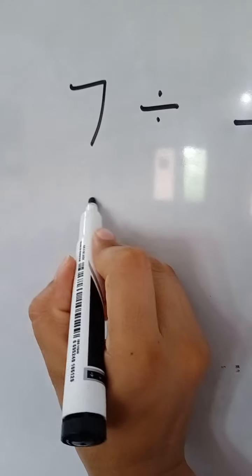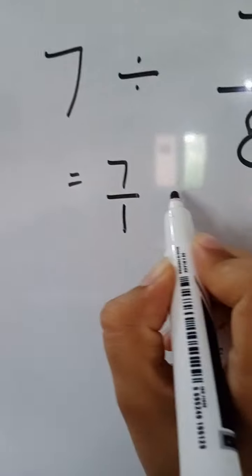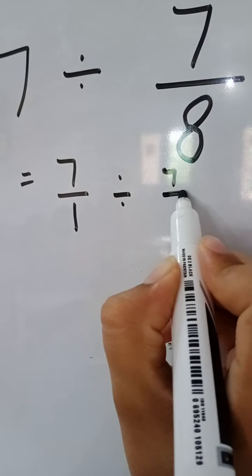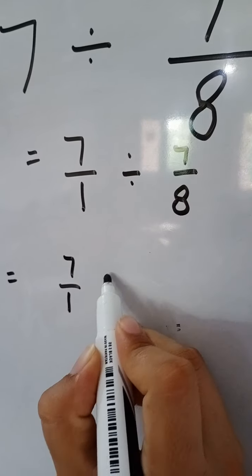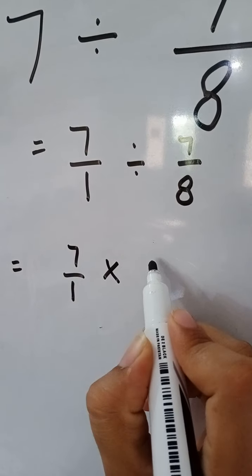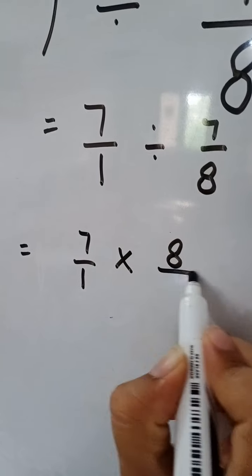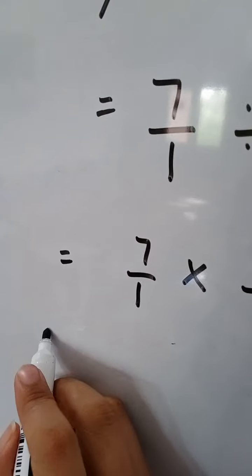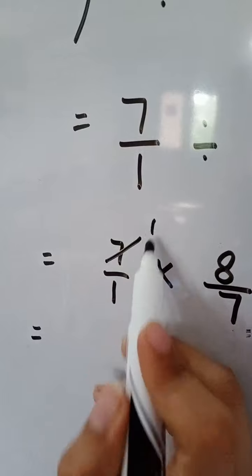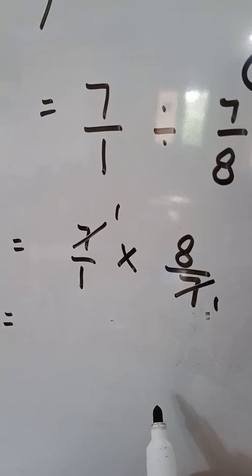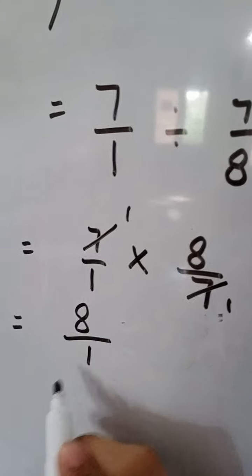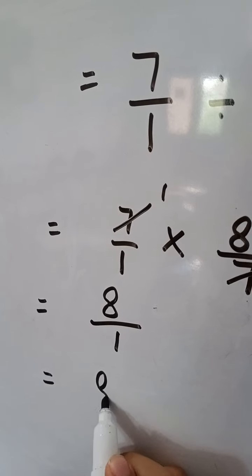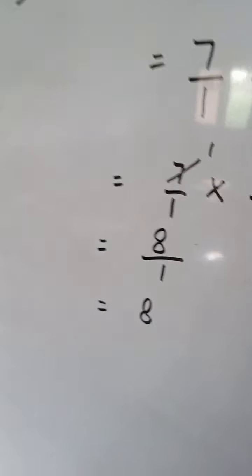Okay. In part C, the whole number in the form of a fraction, 7 by 1 divided by 7 by 8. Right. In the next step, for 7 by 1 the division symbol will be changed into multiplication and 7 by 8 will be reciprocal. It will become 8 by 7. Now you can see 7 1s are 7 and 7 1s are 7. 8 1s are 8 and 1 1 is 1. 8 by 1 can be written as 8. So 8 will be your answer.